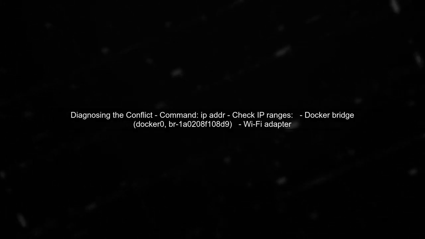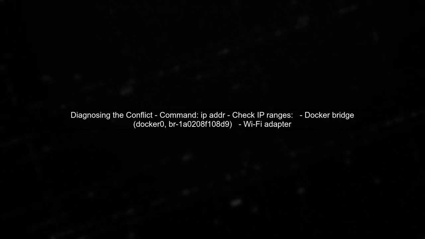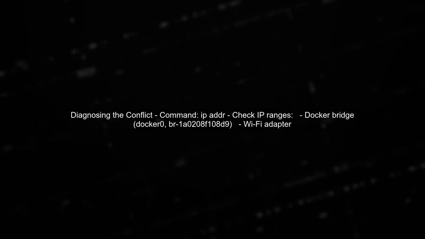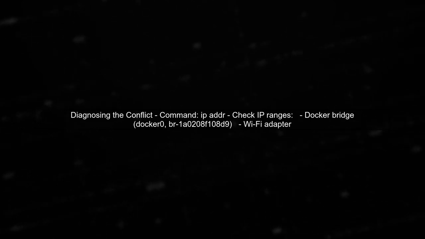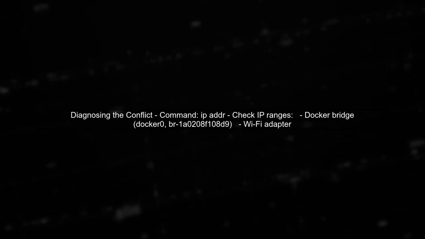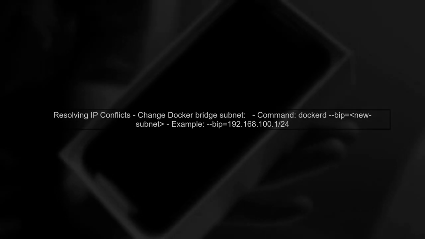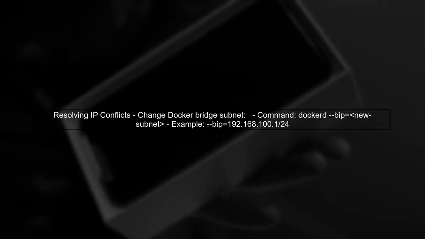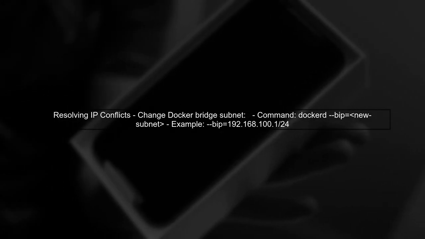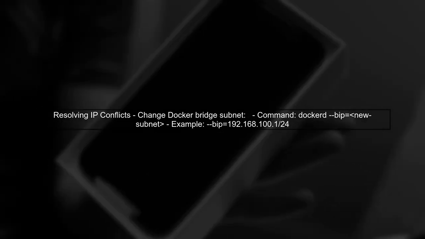To diagnose if the second bridge is causing the conflict, you can check the IP address ranges of both the Docker bridges and your Wi-Fi adapter. Use the command ip addr in your terminal. If the IP ranges overlap, that could be the source of your internet issues. You can change the subnet of the Docker bridge using the --bip option when starting the Docker daemon.